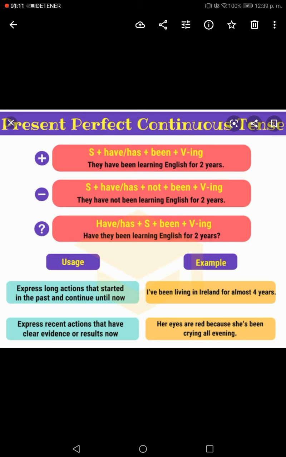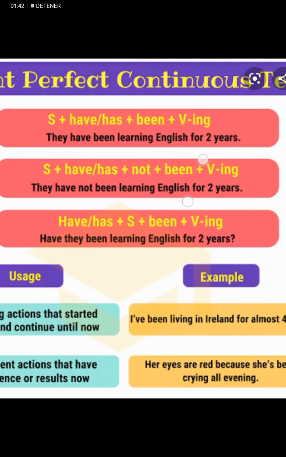After that, you're going to need the verb to be in past participle. As you know, the verb to be has a participle form that is been. So you're going to use, in all the sentences, positive, negative, and question, the auxiliary verb to be in past participle, like this one, been. And finally, you need the verb in ing. Then it says, they have been learning English for 2 years.